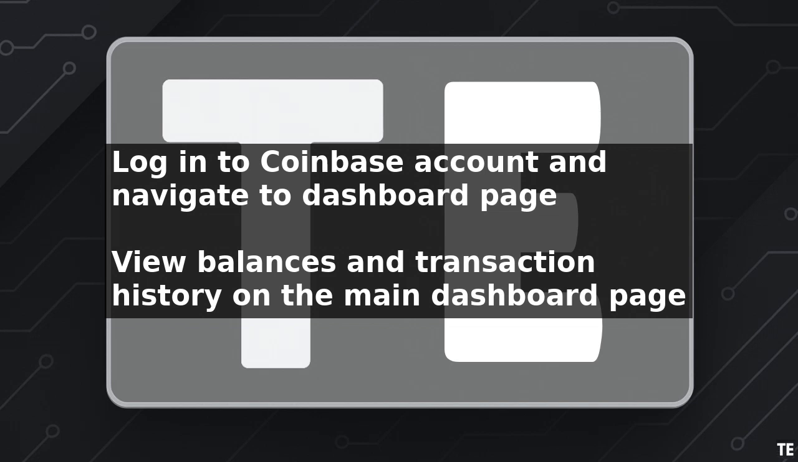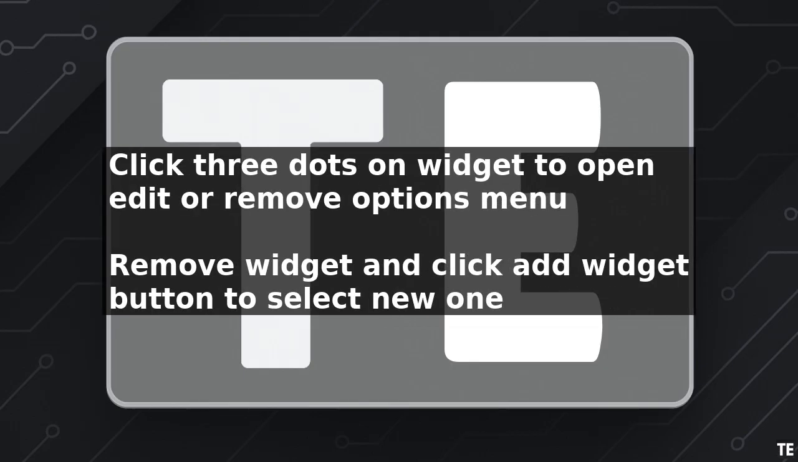To change a widget, click on the three dots at the top right corner of the widget you want to change. This will open a menu with options to edit or remove the widget. If you want to replace the widget with a different one, click on the Remove option and then click on the Add Widget button. This will take you to a page where you can browse through the available widgets and select the one you want to add.